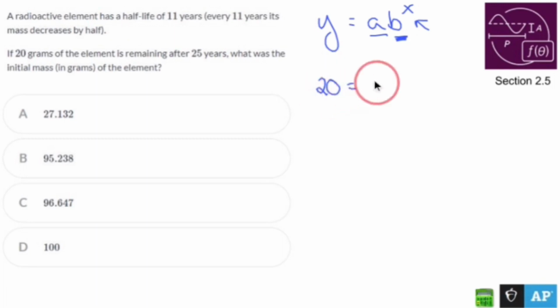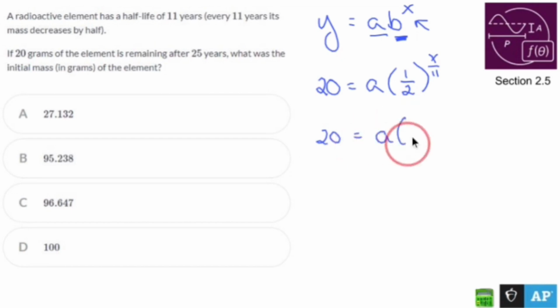I don't know my initial amount. I do know that I'm taking a half of it every 11 years. So how do I show every 11 years? By doing x over 11. Now, I care about what happens at 25. So I'm going to rewrite this to be 20 equals A times a half to the 25 over 11.